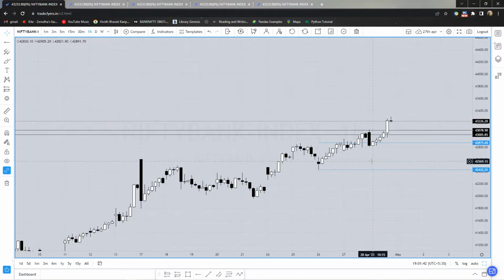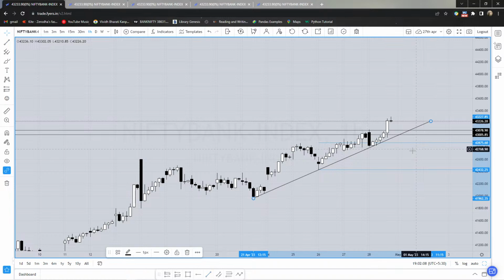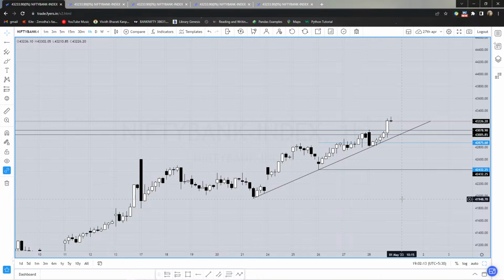One hour time frame now. This is our target day, 27th. There is a trend line, of course. There's always this trend line. There's also an intraday trend line, which I will mark in a second.